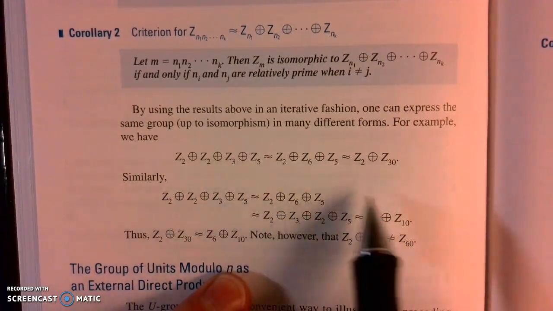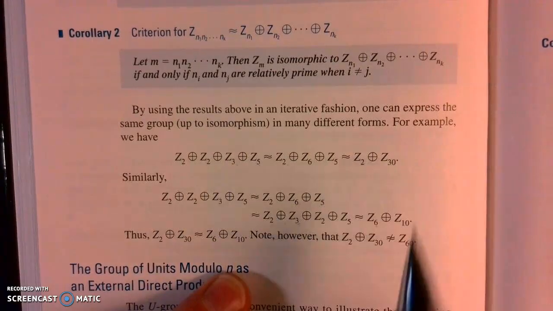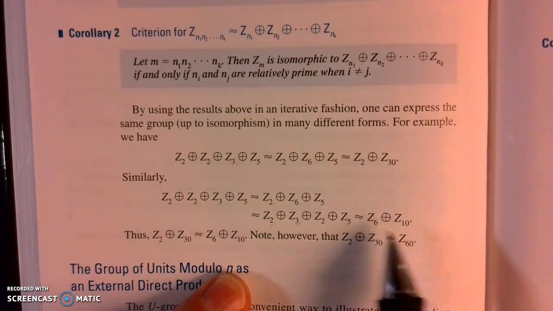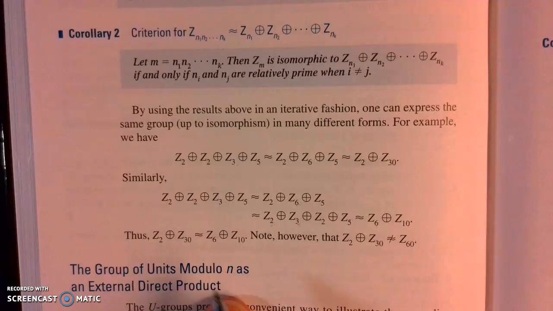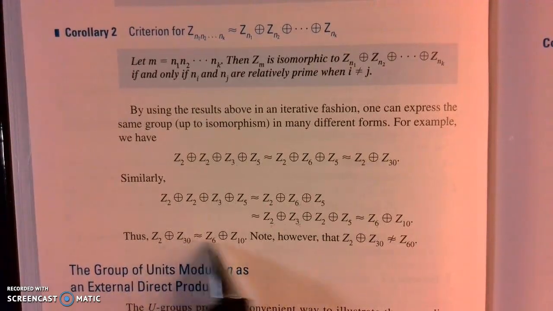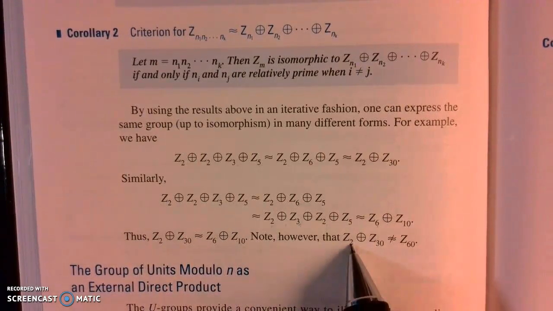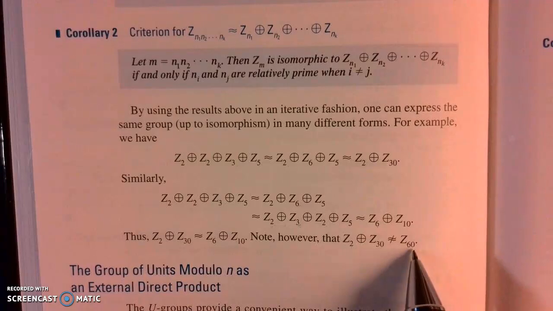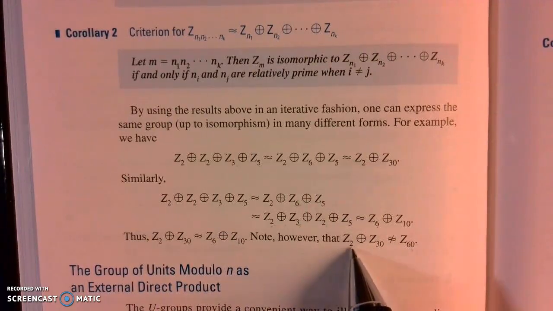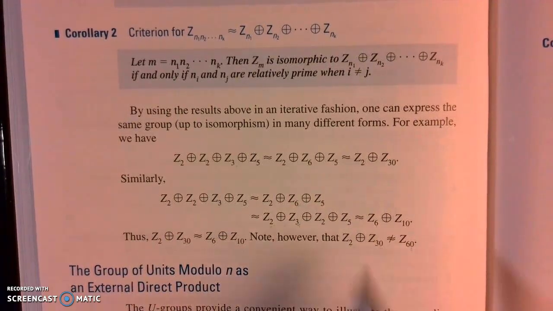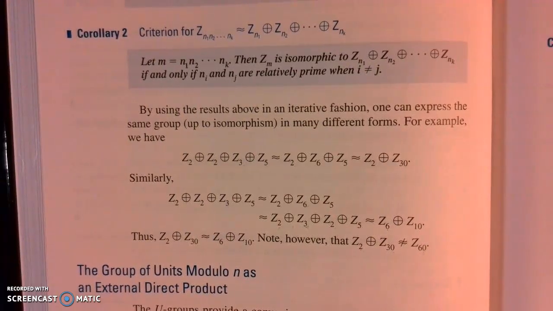So the same group is isomorphic to Z2 plus Z30 and to Z6 plus Z10. So here we proved that these are isomorphic. But Z2 plus Z30 is not isomorphic to Z60 because 2 and 30 are not relatively prime.